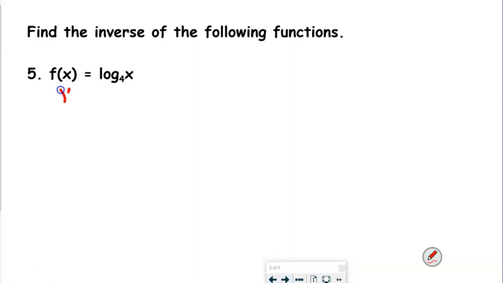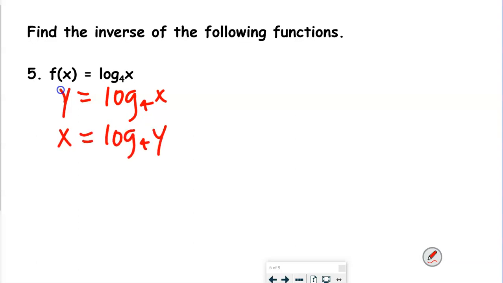All right, here we go again. y equals the log base 4 of x. Swap the x and y. Take our base, it's our base. Our exponent's what's over there, and that's equal to y.